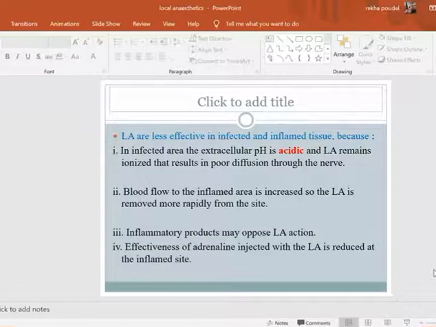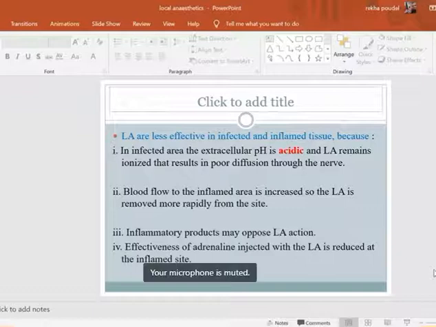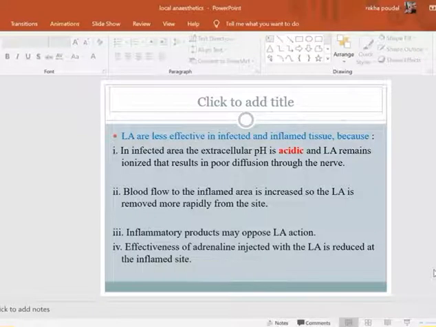Why? Whenever we give local anesthetic, it is less effective whenever there is infection or whenever some tissues are inflamed. Why does it have less action in infected and inflamed tissue? Because in an infected area the extracellular pH is acidic. I already told you it has more penetrability in alkaline pH and less penetrability in the acidic pH. So at the site of infection, the extracellular pH is acidic and the local anesthetic remains in ionized form that results in poor diffusion through the nerve.